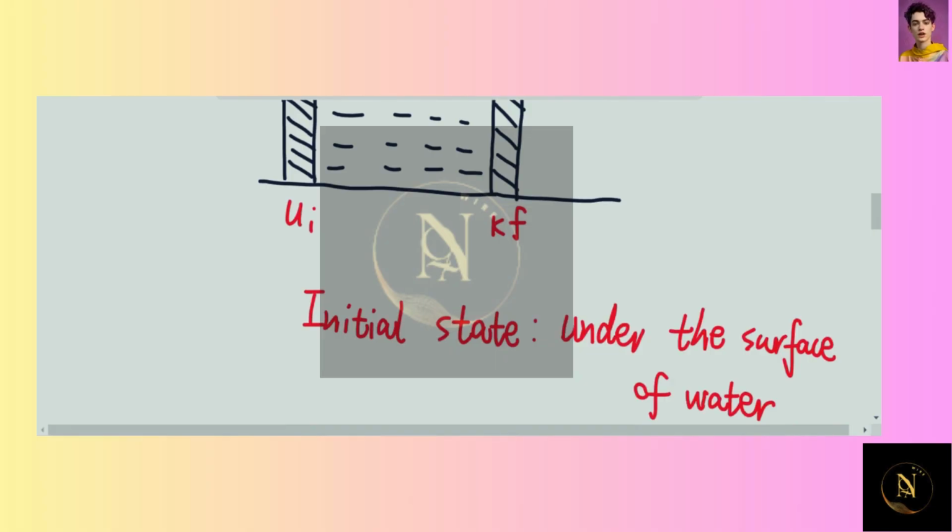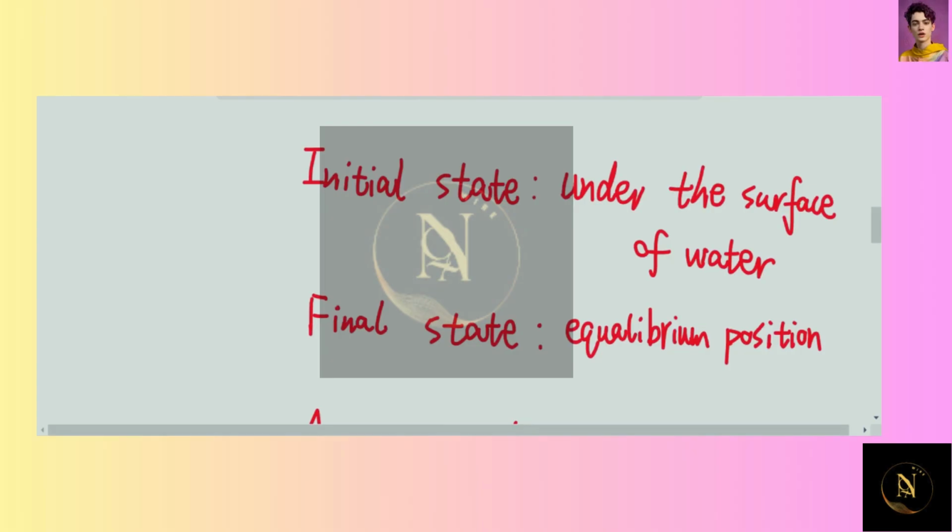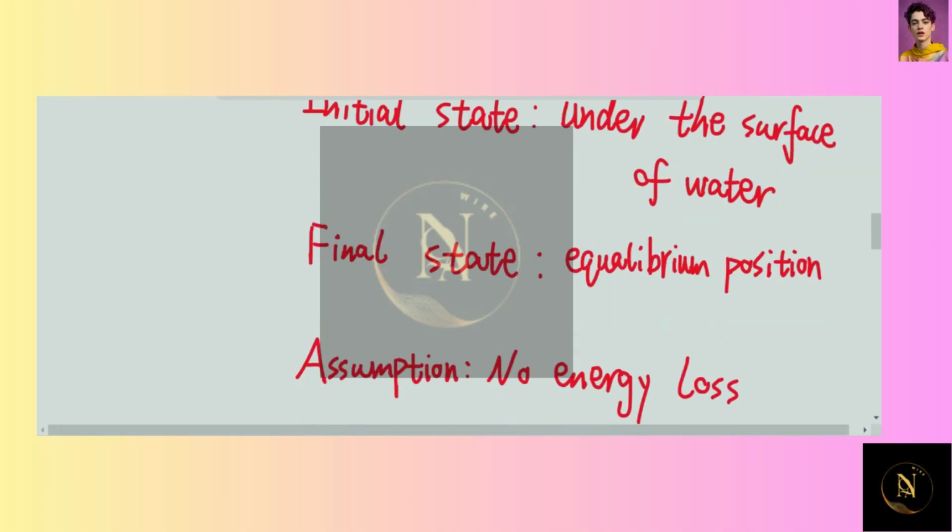So the initial state I pick is when the beach ball is under the surface of water. At that point, the potential energy is at a maximum, and the final state should be the equilibrium position. And at the equilibrium position, the velocity is at a maximum, so therefore the kinetic energy is at a maximum. So the assumption I made is also that there's no energy loss. That's why all the potential energy can be converted into the kinetic energy.